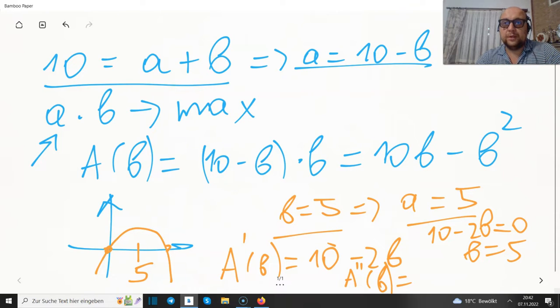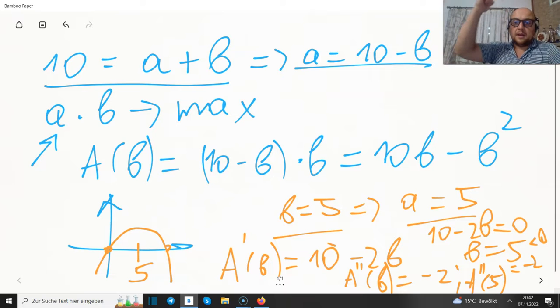And the question is, what is happening exactly afterwards? And for these purposes, we're computing the second derivative, which is, well, just minus 2. And if you put 5 into the second derivative, it's still minus 2, so it's negative. What does it mean? Well, that means that afterwards, it doesn't matter which direction we are preferring, we're going to go downwards. So that means we have to be up previously.